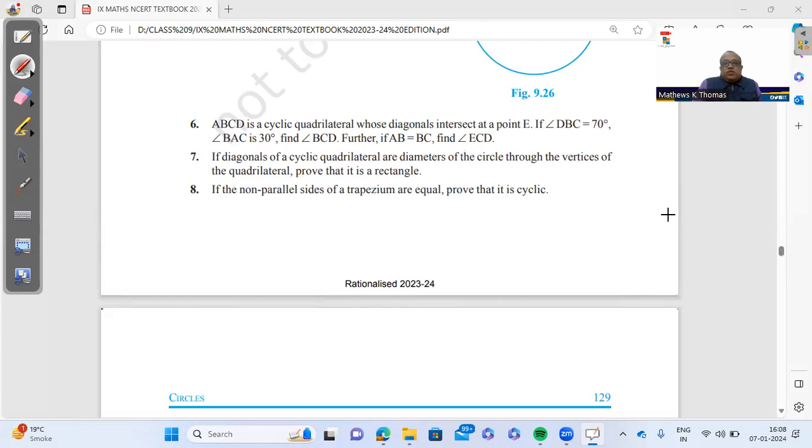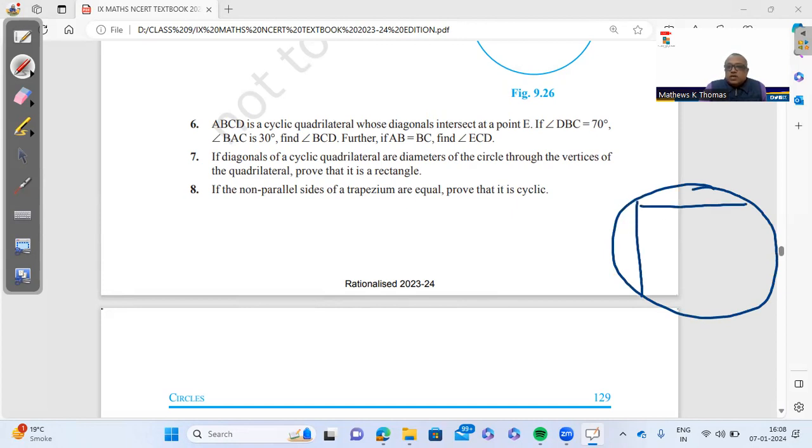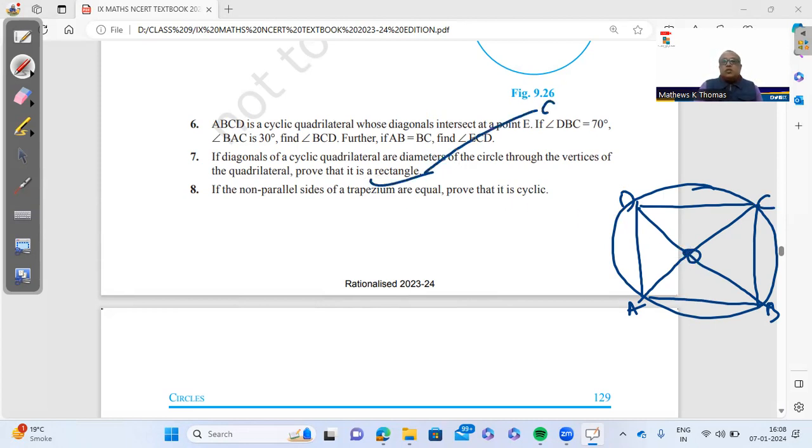Moving on to question number 7. If the diagonals are diameters, prove that it is a rectangle. So you have a figure in which the diagonals are actually diameters. Prove that it is a rectangle. So this is the diameter, meaning it will pass through the center. To prove that it is a rectangle, we need to prove that all angles are 90.